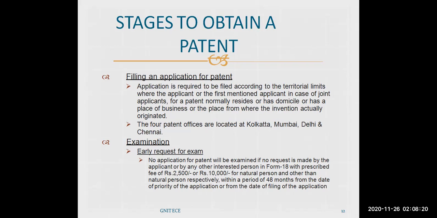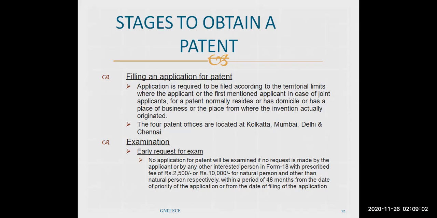So first there is a patent form. You first fill up the form, and 4 patent offices are there, located at Kolkata, Mumbai, Delhi, Chennai. Wherever your city is, you go to that particular office and apply for the patent after submitting the particular documents available on their website. And examination, that is, the request for examination, is also available. No application for patent will be examined if no request is made by the applicant.